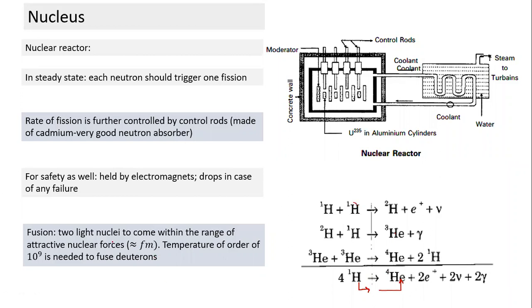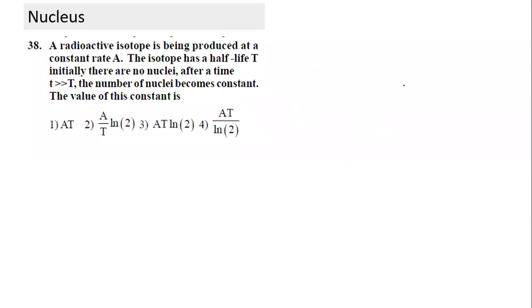And for this reaction to happen, there is a necessary condition. That's why it's not easy to create a fusion nuclear reaction. Okay, so that's in terms of theory. That's all we need to know in terms of nuclear reactors.